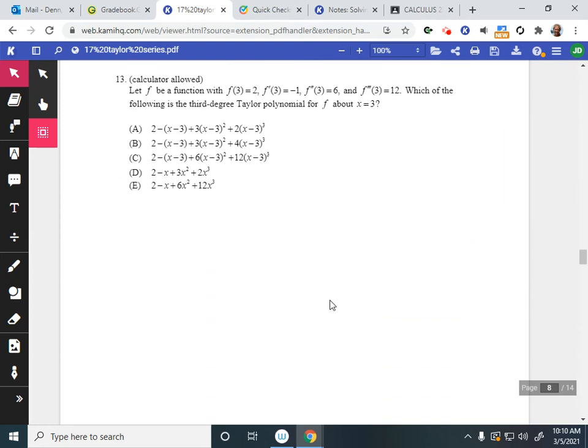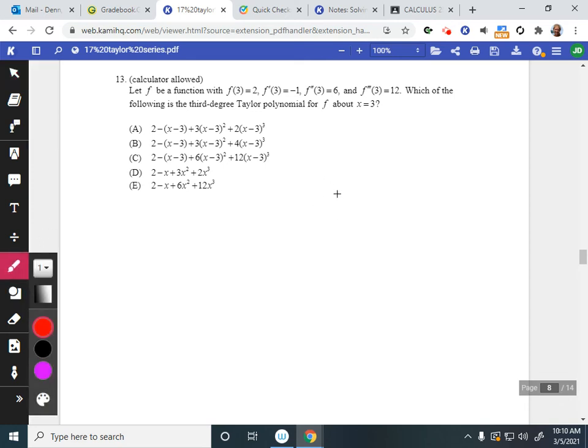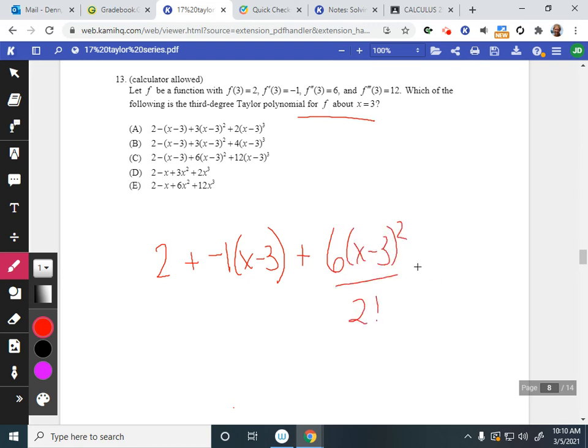Last one. Oh, yay, this one is so nice and easy. Hopefully you feel like this is a confidence boost at the end. So they're giving us all these values for 3. What's the Taylor polynomial at x equals 3? So we're going to have f of 3 plus the first derivative at 3 times x minus 3 to the first, plus the second derivative times x minus 3 squared over 2 factorial, plus the third derivative times x minus 3 to the third over 3 factorial, and so on and so on.